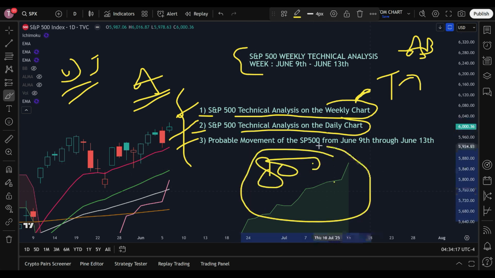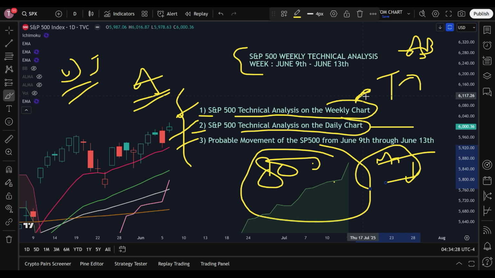It is not 100% absolute bullish because the MACD on the daily chart is still trading bearish. So I will show you the impact of this bearish MACD on the absolute bullishness through the weekly chart. The third point of the agenda is the probable movement of the S&P 500 from June 9th, which is Monday, through June 13th, that will be Friday.